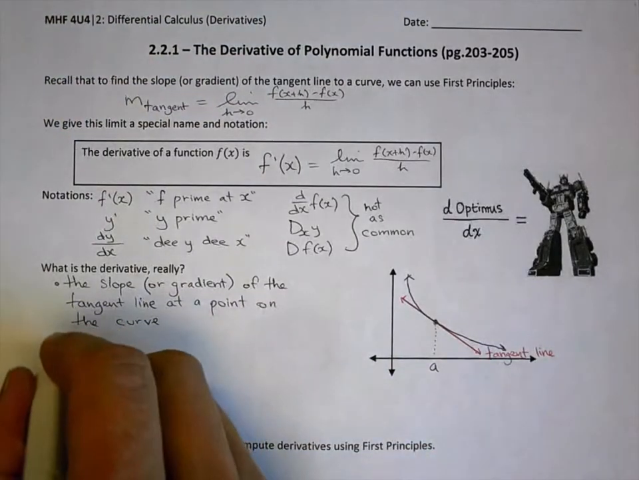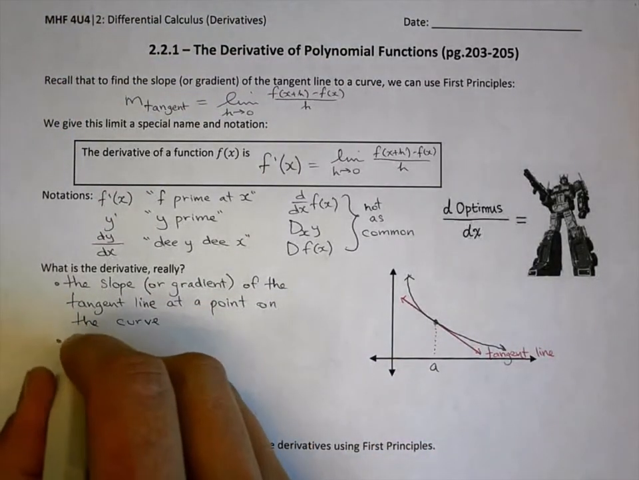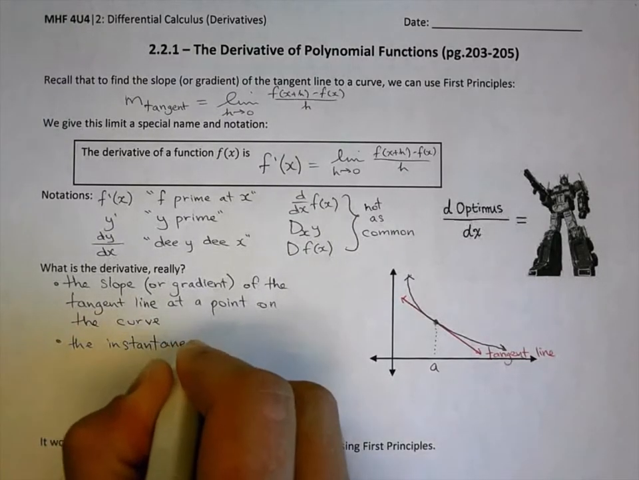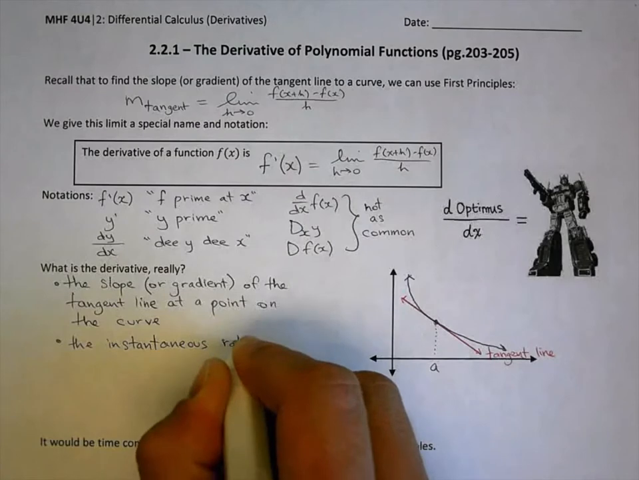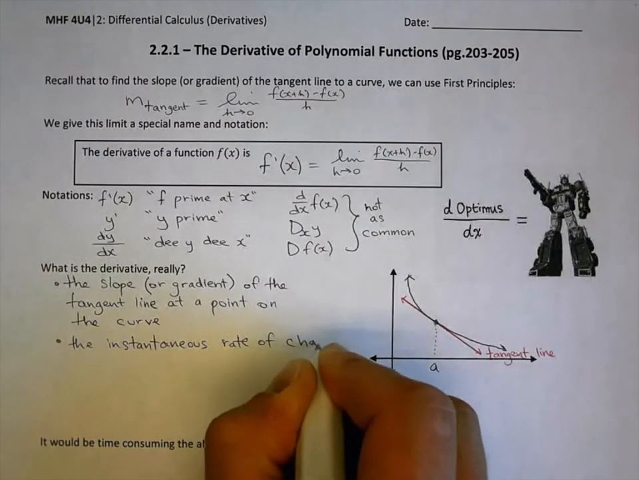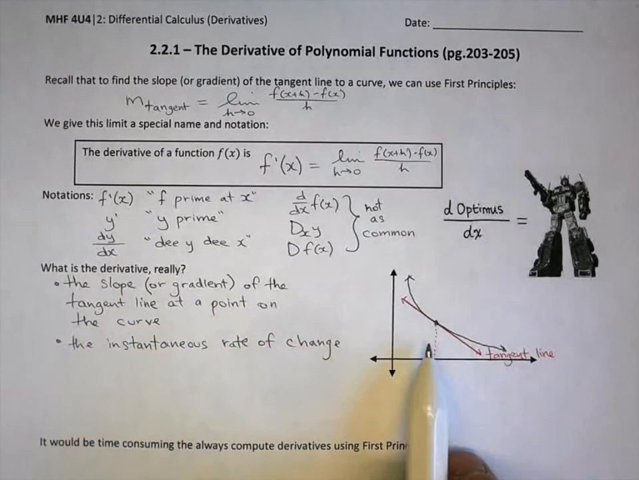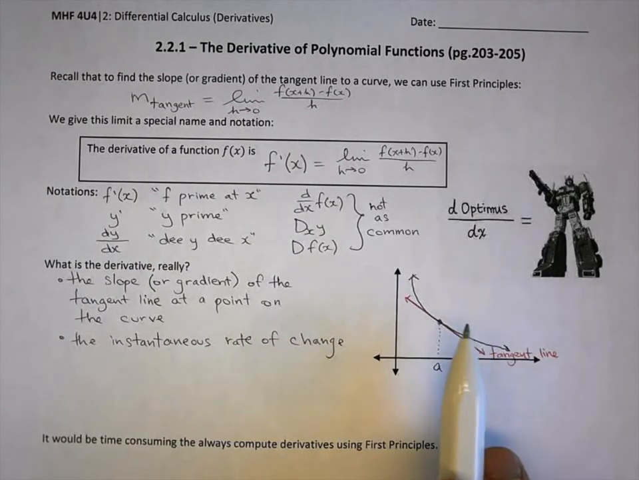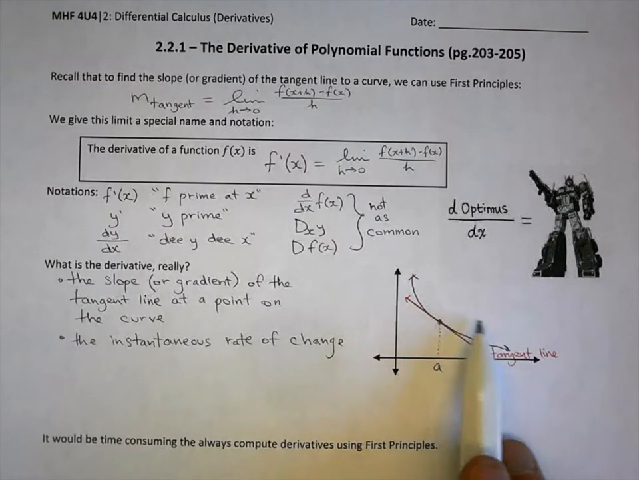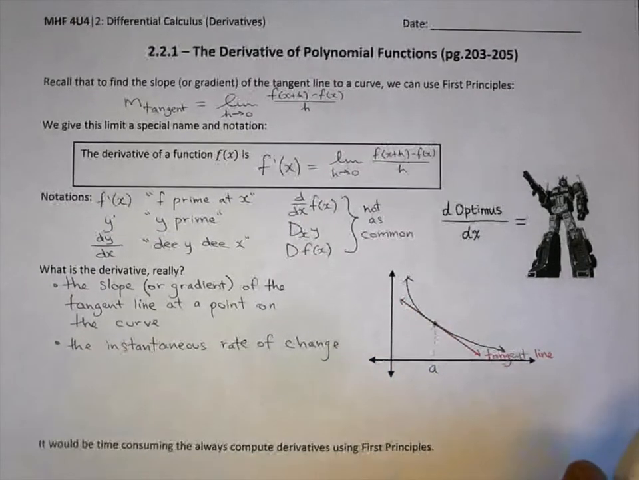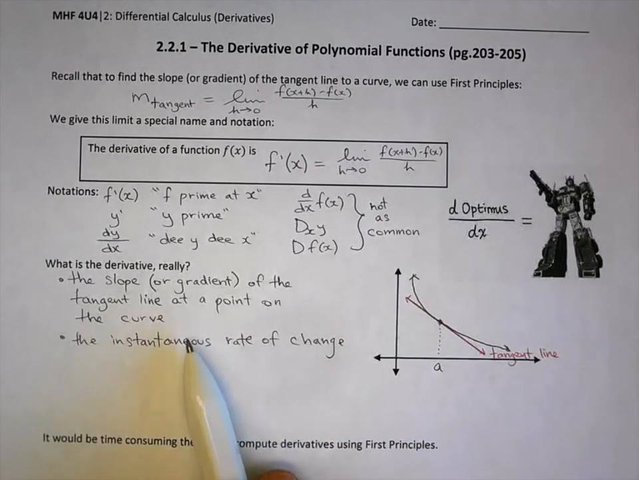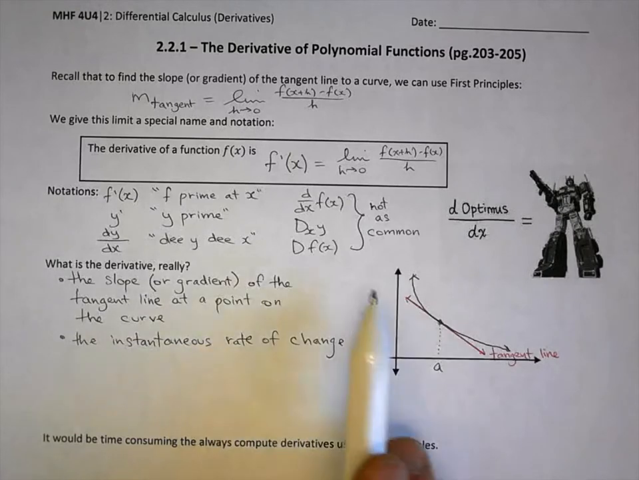Another way of looking at it: the derivative is the instantaneous rate of change. We introduced the idea of rate of change in our last subchapter. The rate of change is another way of saying slope, another way of saying gradient, and now another way of saying derivative. One question we looked at was bacteria per hour. So that's the instantaneous rate of change.